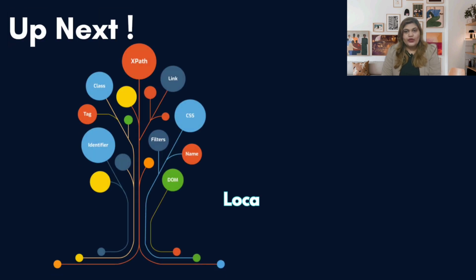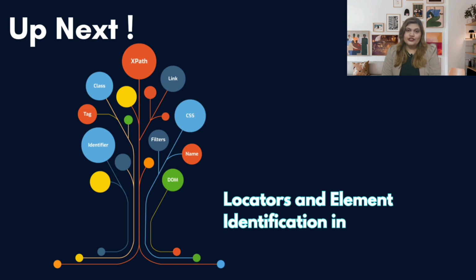In the upcoming video, we are diving into something super important: locators and element identification in Selenium. Because automation is all about interacting with the right elements. And trust me, XPath, CSS selectors and IDs are going to become your best friends. We'll cover how to find elements using By.id, By.xpath, By.cssSelector and more, decide which locator strategy to use, and avoid flaky tests with smart locator techniques.